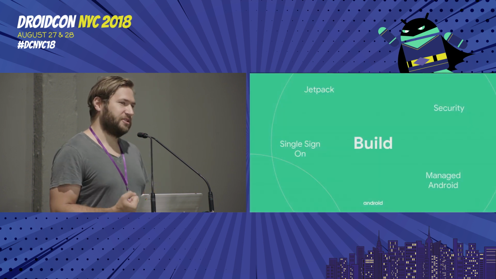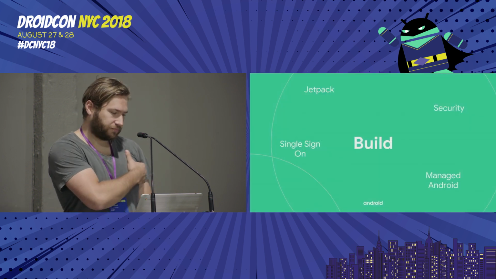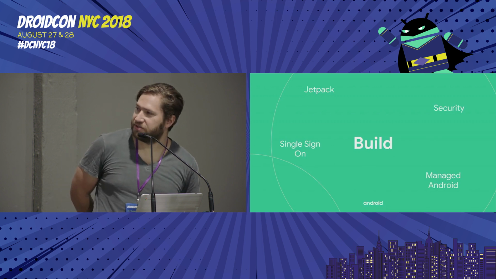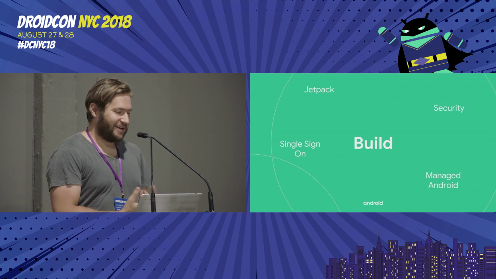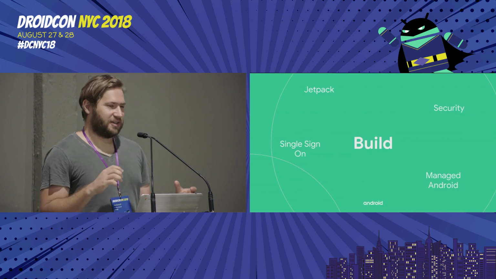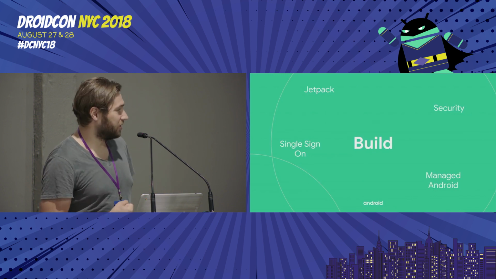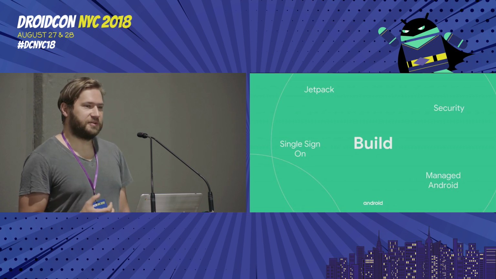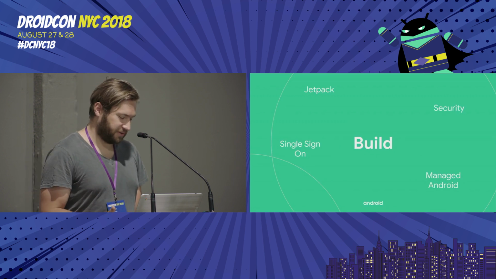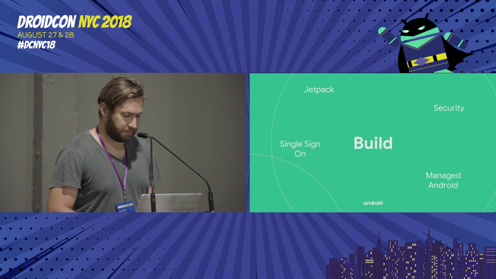But the core of this is really talking about how do we build these apps properly. There's 4 sections that are important. Jetpack, which is not really a specific thing to enterprise, but I wanted to mention it. We're going to talk about security, single sign-on, and finally management. And managed stuff is a really important piece for building an enterprise app.